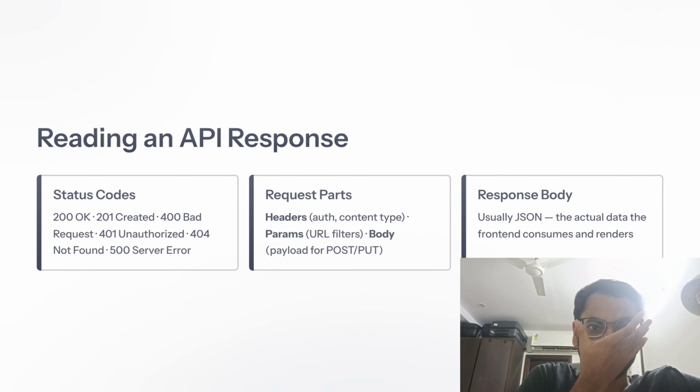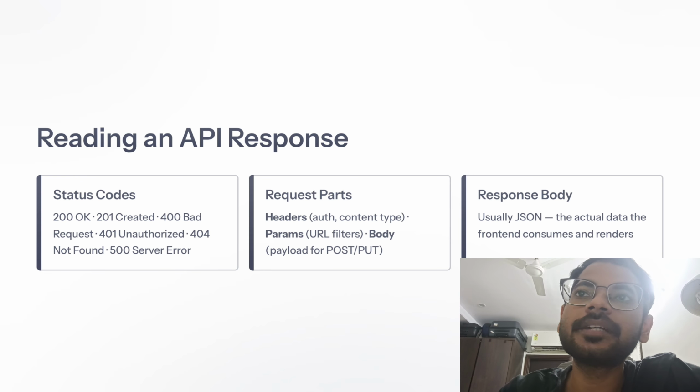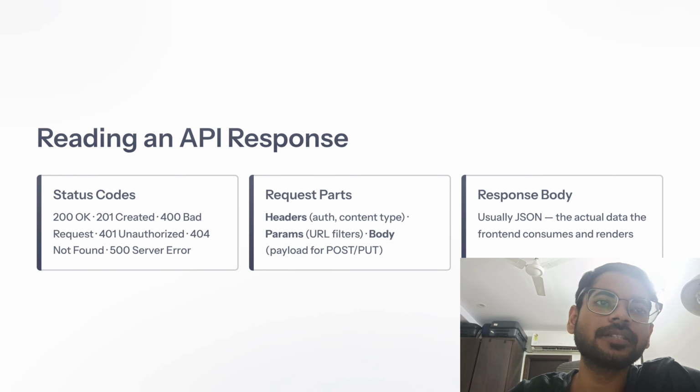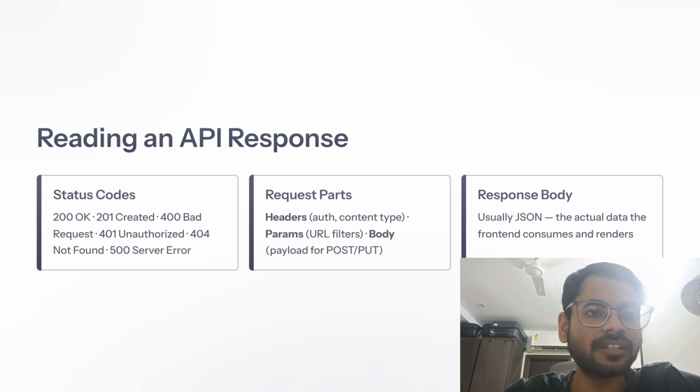Now, understanding the different API responses. The basic one is 200 OK, which means everything is successful, and 400 means something is wrong, 401 is unauthorized, and 500 means a server error.